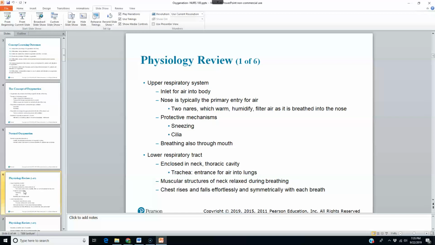And then the chest wall will effortlessly and symmetrically rise and fall with each equally spaced breath that we take. And so inspiration is half the rate of expiration, and eupnea describes breathing within the expected respiratory rates. And we use the term auscultation, which means that we listen to the body sounds with a stethoscope, and it is truly a very, very important assessment method that we use, okay?